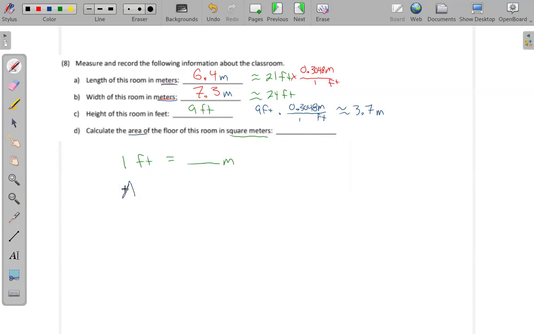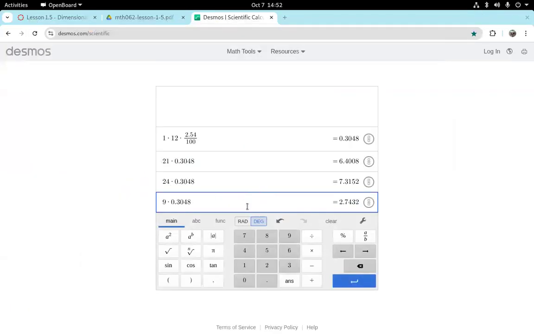Area, remember, is length times width. And we're asked for the square meters, so I should take my 6.4 meters times the 7.3 meters, and that's going to give me some number of meters squared, which can also be looked at as square meters. Remember, M is meter, MI is mile. Let's not confuse those. 6.4 times 7.3, 46.72.